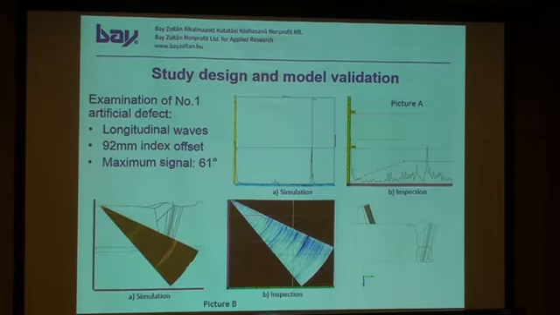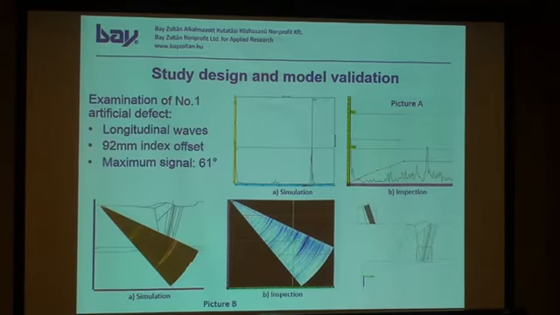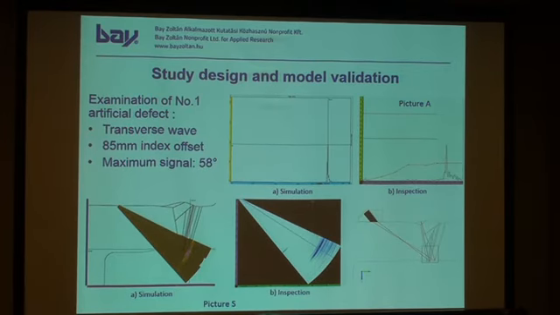So you can see that we had two kinds of artificial defects, and all the parameters can be found here. You can see the simulation results and the inspection, and there is very good agreement between the simulation and the inspection. Of course, this is not perfect, but we can say it's a good one. It's easy to find the signals, and you can see this very well in both cases.